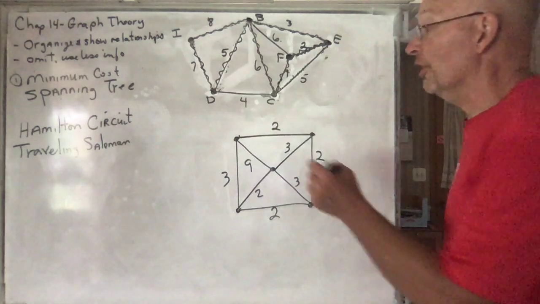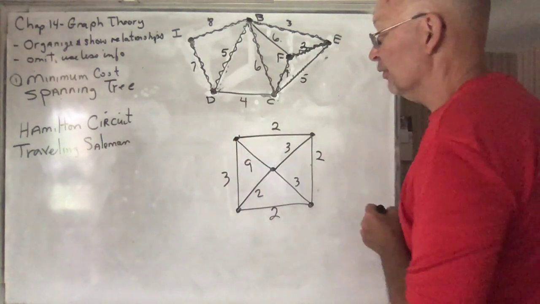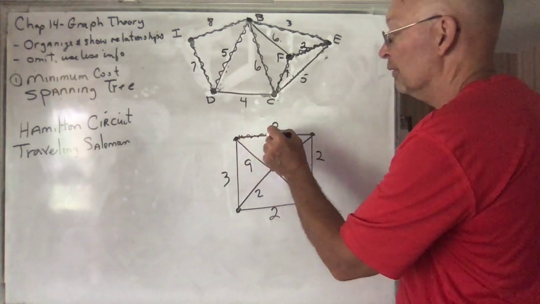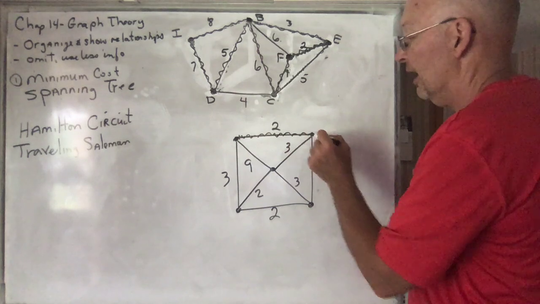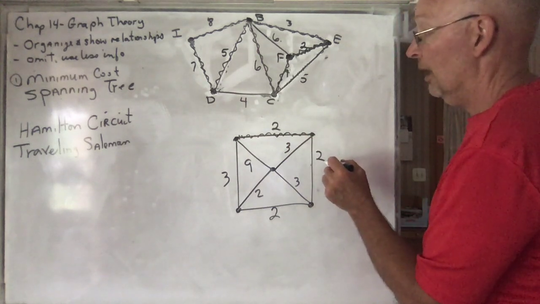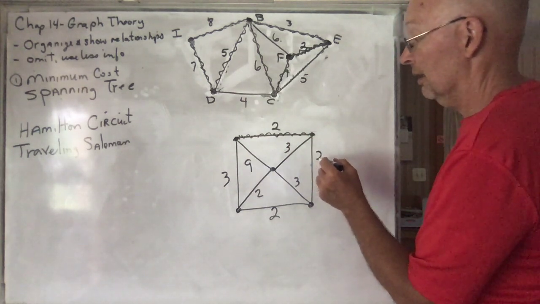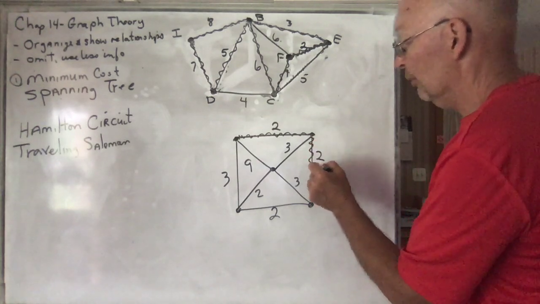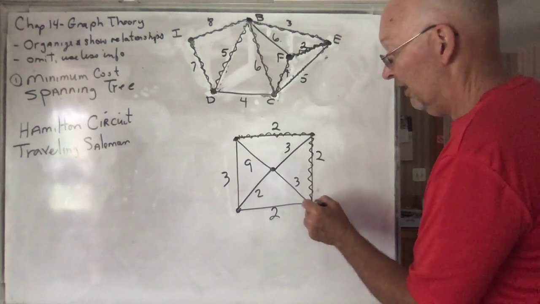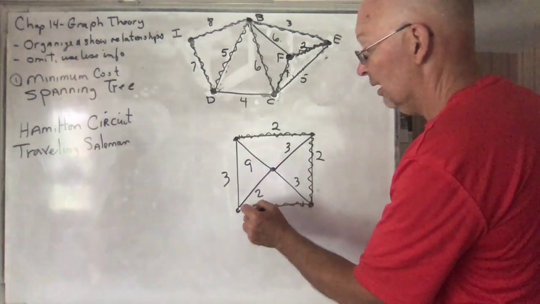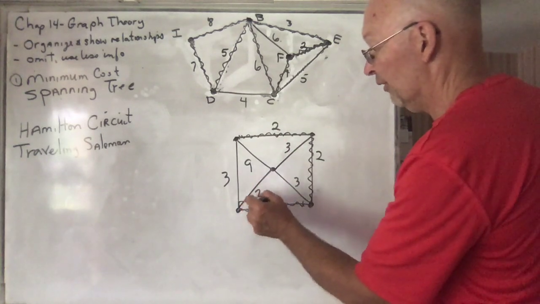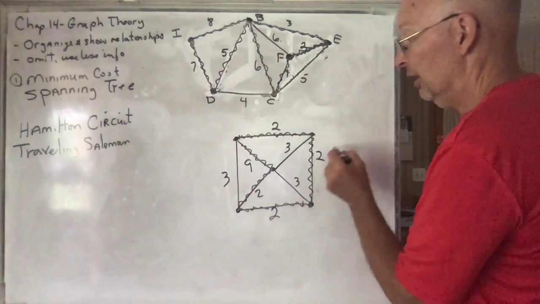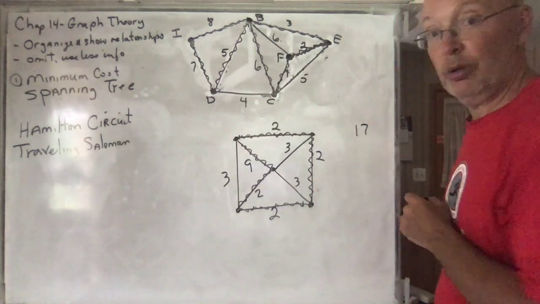If we were to just start right here and go to every vertex, always taking the shortest path, shortest weight, we would go like this, and then let's see, there's that one, then we go here, then we go here, then those are all 2s, here's another 2, we'd go here, and now we'd have a 9. So 2 plus 2 plus 2 plus 2 plus 9 is 17 total.